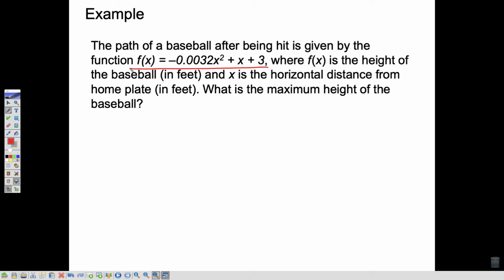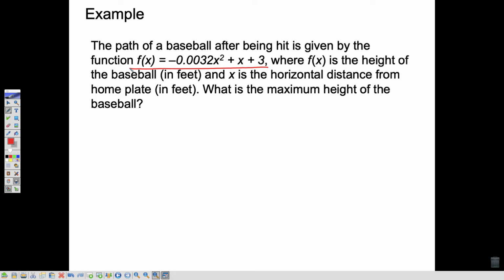We need to have a discussion. Most things in life are a negative parabola because we have a thing called gravity. I throw a ball, I hit a ball, I kick a ball, it is going to be a negative parabola function. If we go to space, it's not going to be negative anymore, it's going to be positive.